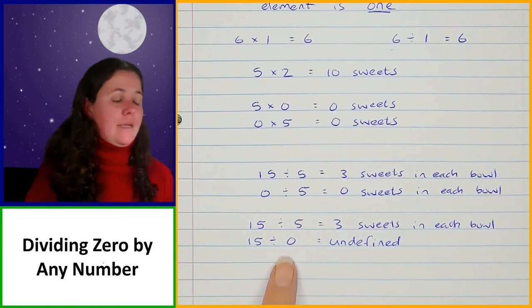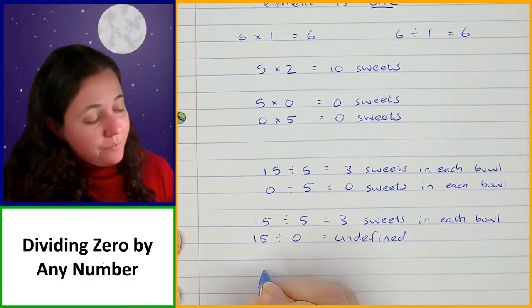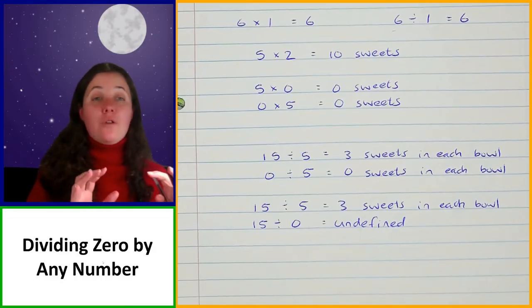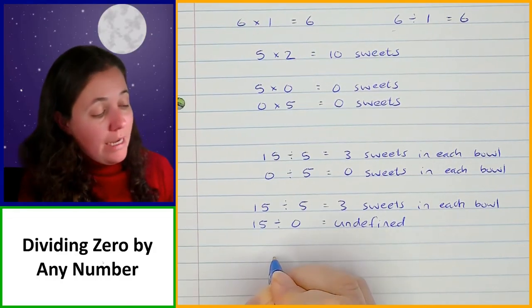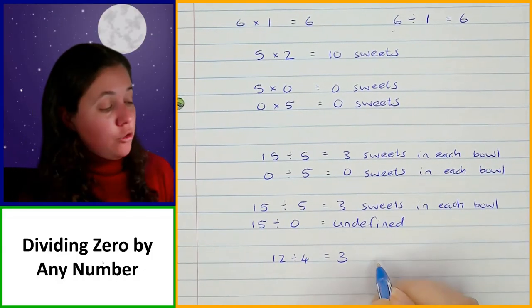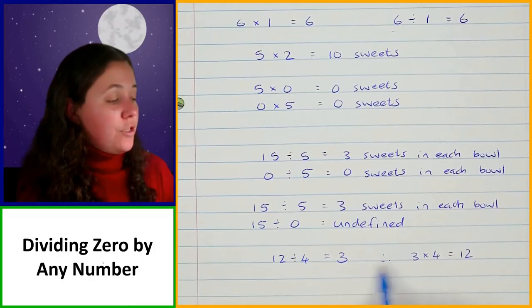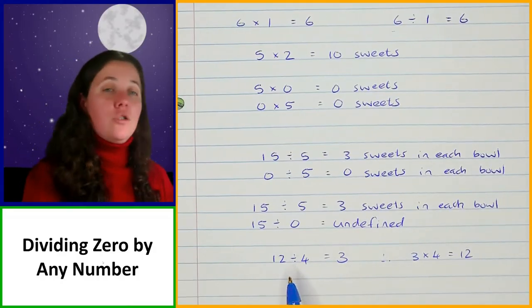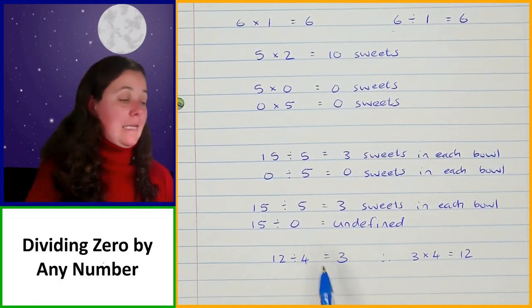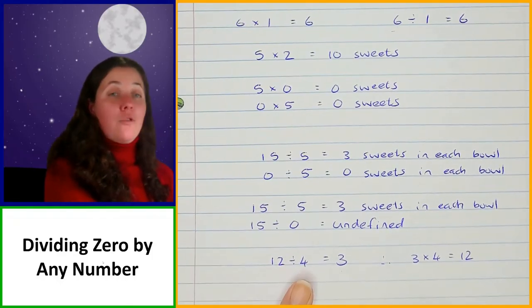We just can't. Okay, there's another way of looking at this as well, and that is by using the fact that multiplication and division are inverse operations. So I can say, well, if I know that 12 divided by 4 is equal to 3, then I should also be able to say that 3 multiplied by 4 is equal to 12, because they are inverse operations. So if I do division, I can do the opposite for multiplication, and I can take these two numbers and multiply them together, and I should be able to get that number.